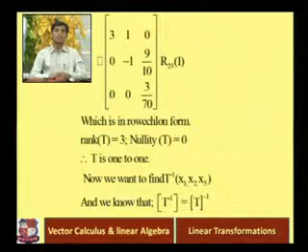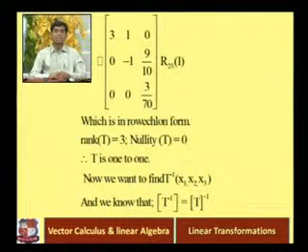Why is nullity of T equal to 0? Because we know the rank-nullity theorem: rank of the transformation plus nullity of the transformation is equal to n, where n is the dimension of the domain. Here the dimension of R3 is equal to 3. So rank is 3, so clearly nullity is 0. And if nullity is 0, then using that theorem we can say that T is one-to-one.